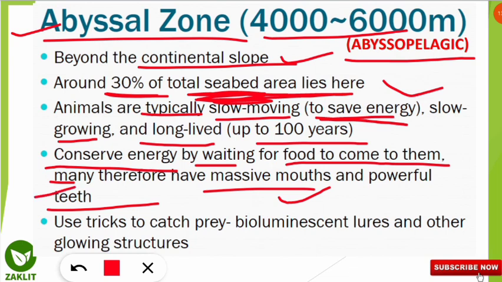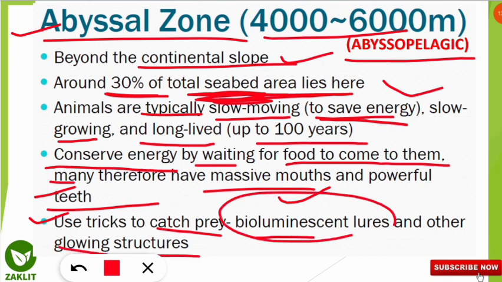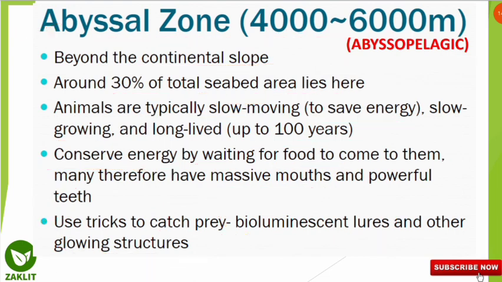Shark, whale, ये सब यहीं पे मिलते हैं. They use tricks to catch prey, bioluminescent lures and other glowing structures. So these bioluminescent lures attract the prey in order to catch them. Their glowing light attracts the prey, and they use this trick to have them as their food.